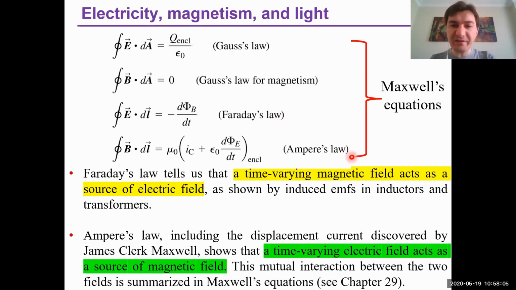And Ampere's law tells us that a time varying electric field can produce a magnetic field. Of course, it also includes the displacement current discovered and added by James Clerk Maxwell into Ampere's law. So time-varying magnetic fields and time-varying electric fields can produce electric fields and magnetic fields respectively. So this is the main mechanism of the production or propagation of the electromagnetic wave. So we will go into detail.